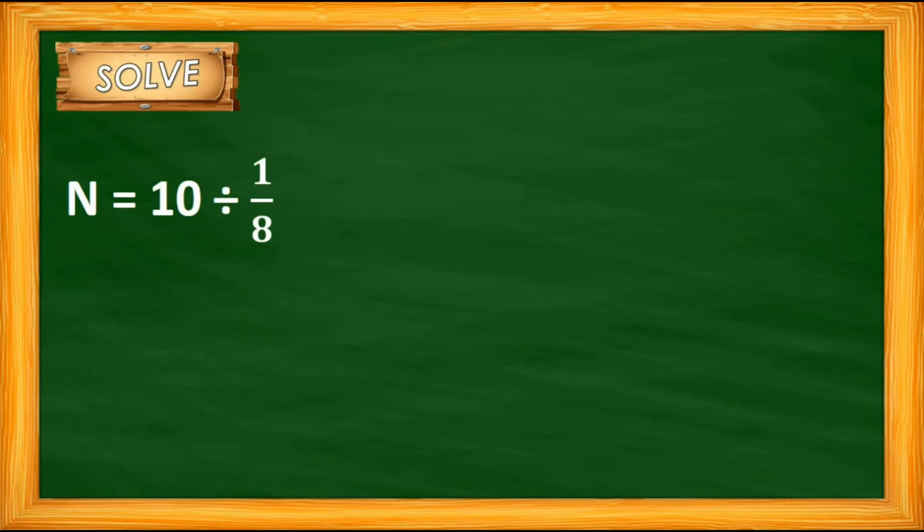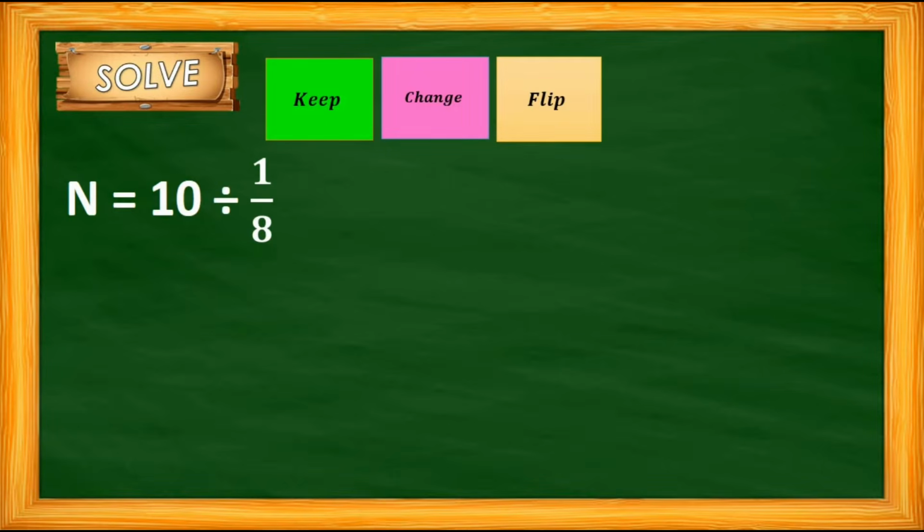So to check our answer, let's solve the number sentence. We're going to use skip, change, and flip. First, we make the whole number 10 a fraction divided by 1/8. And then you skip, change, flip. You skip 10 once, change division to multiplication, then flip 1/8 to 8 once, and then multiply.